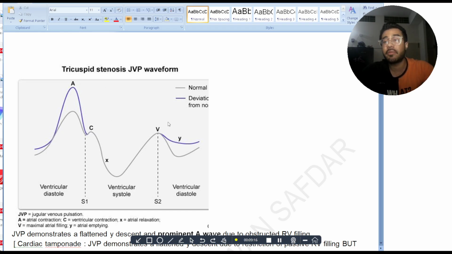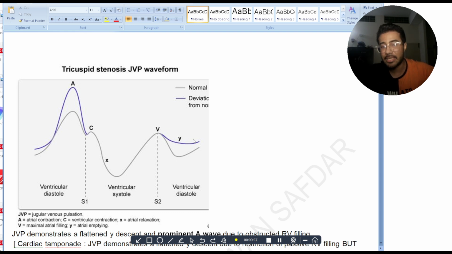So what part of the JVP represents the contraction of the atria? That is the ventricular diastole part of the JVP, which denotes that the atria are contracting and the ventricles are dilating, relaxing. So all the parts where the atria should be contracting, the pressure goes up. Like in ventricular diastole, normally the Y descent represents the passive atrial emptying followed by the contraction of the atria, which causes the A wave. So the tricuspid valve is stenosed, it's not letting the blood out into the ventricles. So the overall pressure here in the ventricular diastole region would be great.